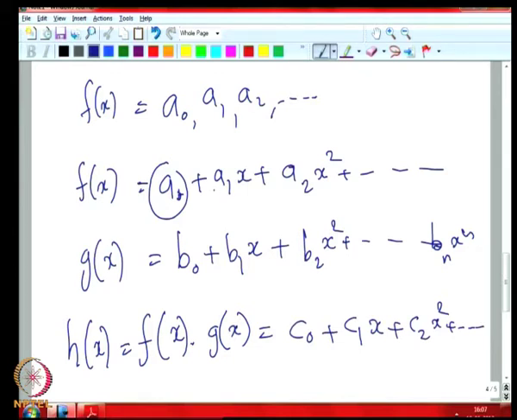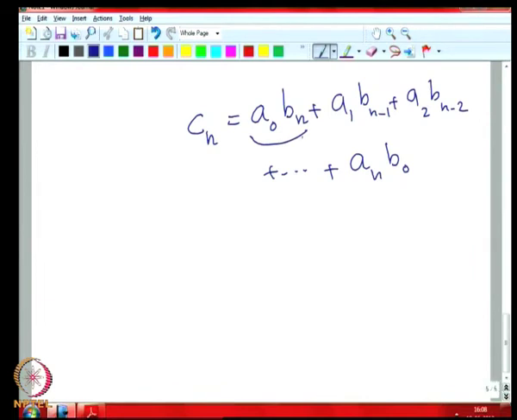Similarly, A1 x into, say, Bn minus 1 x raised to n minus 1 here, that x and x raised to n minus 1 will form an x raised to n, and A1 into Bn minus 1. So similarly A2 into Bn minus 2, these all will form the coefficient of x raised to n in the product, and we have to sum up all those things, right. That is how we will get Cn, that corresponds to Cn, right.